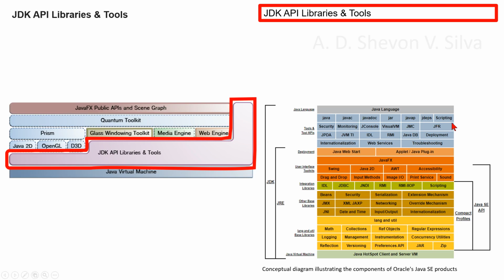Scripting. Java Web Services Tools: schemagen, schema generator for Java Architecture for XML Binding; wsgen, tool to generate JAX-WS portable artifacts; wsimport, tool to generate JAX-WS portable artifacts; xjc, binding compiler for Java Architecture for XML Binding.